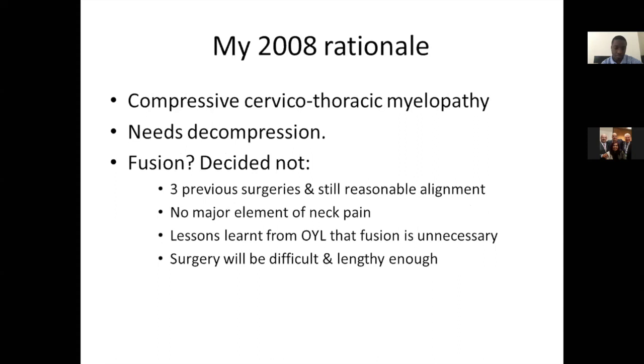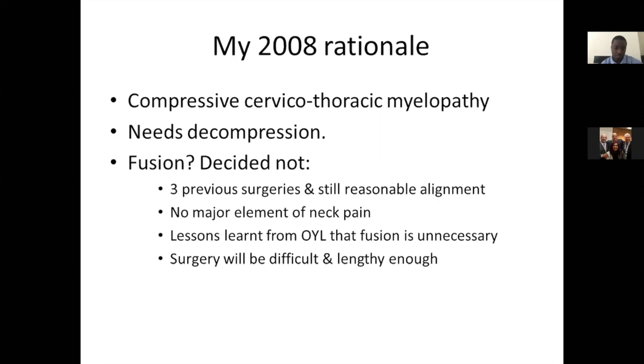There was no major element of neck pain. And when I looked at the literature, the lessons learned from the OYL that looks similar to this, fusion was commonly not necessary. And because the surgery would be difficult and lengthy enough, I didn't want to do a long instrumented fusion.